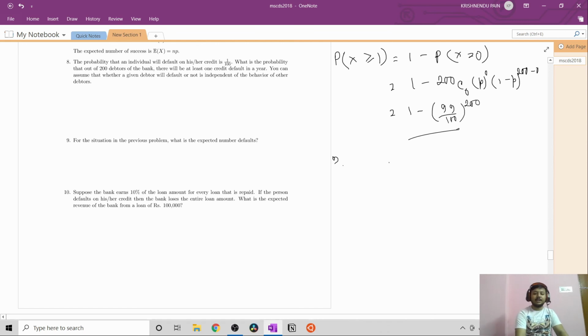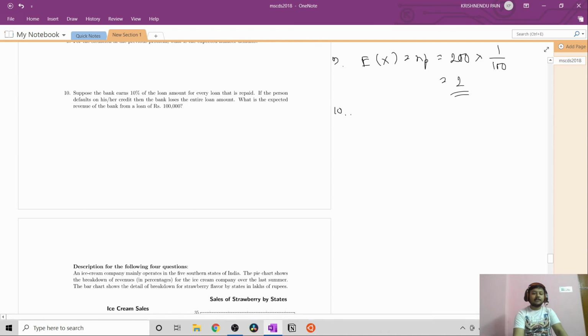For question number 9, from the situation in the previous problem, what is the expected number of defaults? The expected number formula is given here, E of X is equal to nP. Total number of cases is 200, P, the probability of success, is 1 by 100, so this is equal to 2. So this is the expected number of defaults.